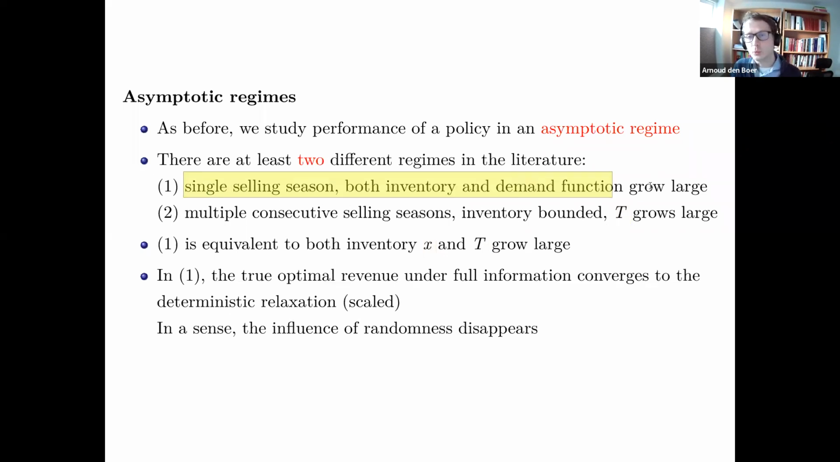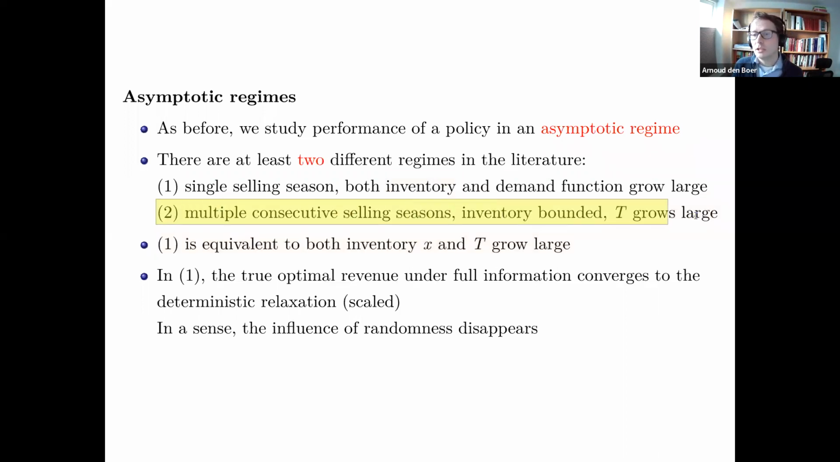But in this case, we do not only let T grow large, we also let the inventory grow large, so that the influence of randomness disappears, and only the fixed price, PU or PC, is what we need to know. So this is useful in an application where inventory is large, a big cruise ship or a big aircraft.